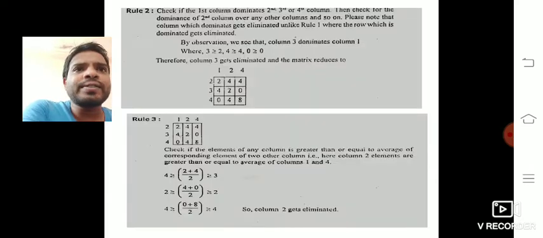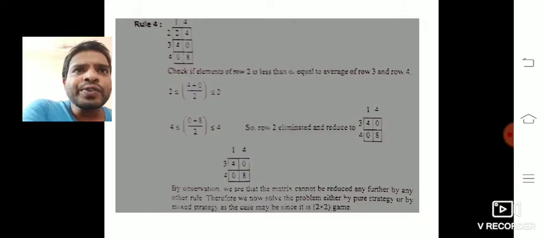Now the matrix is reduced in this form. We are having only two columns, 1 and 4, and 3 rows. Again check in the row wise, apply rule 4. Check if all the elements of row 2 are less than or equal to the average of rows 3 and 4. All the elements of the second row are less than or equal to the average of rows 3 and 4, so row 2 gets eliminated.